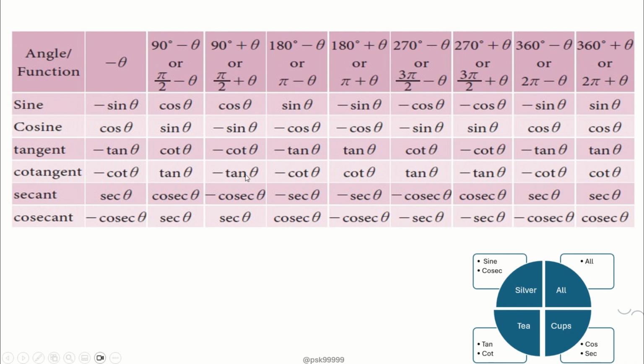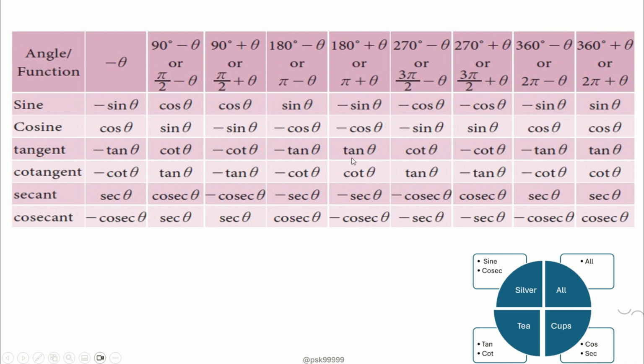But meanwhile, let's take sine of 360 minus theta. 360 minus theta goes to the fourth quadrant. Here sine is negative, so it is minus sine theta. Let's take cotangent of 180 plus theta. 180 plus theta belongs to the third quadrant. So in the third quadrant, cot is positive. So cot of 180 plus theta is cot theta.